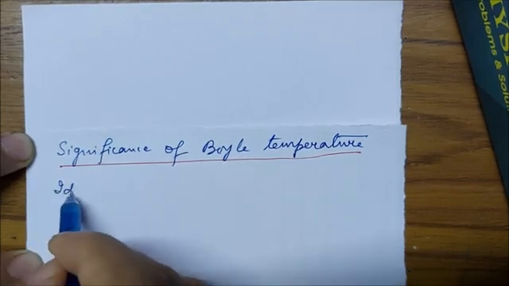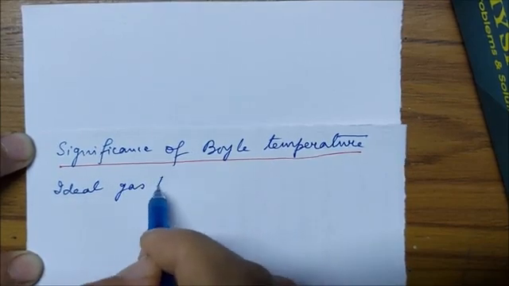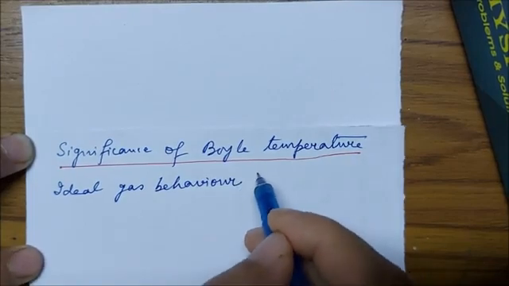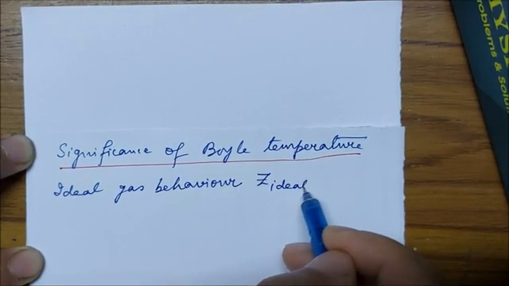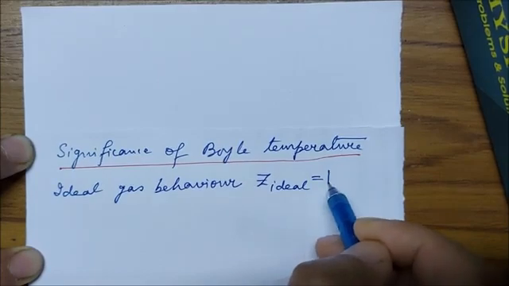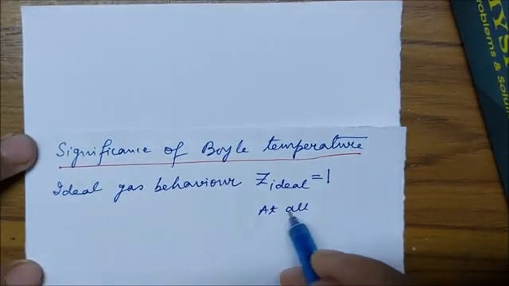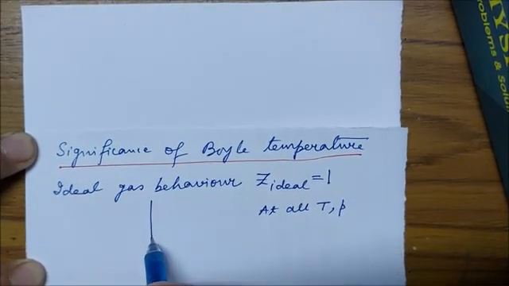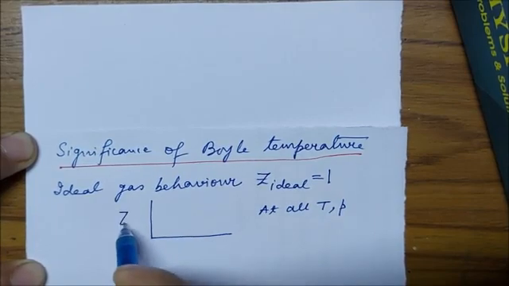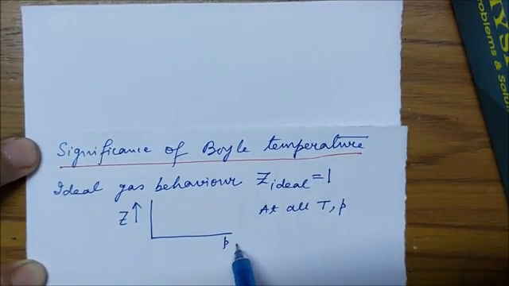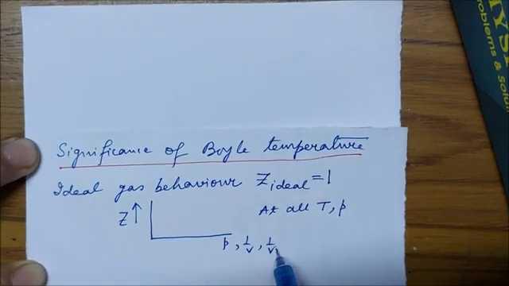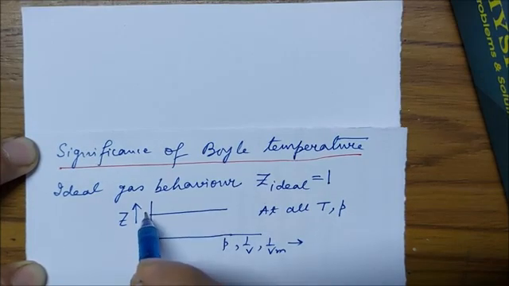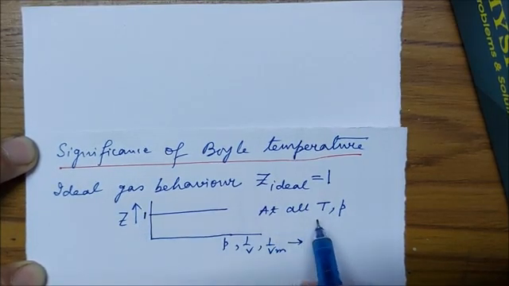The ideal gas behavior corresponds to the compressibility factor being equal to 1 at all temperature and pressure. That is, a plot of Z versus P, or 1 by V or 1 by Vm, Vm being the molar volume, will give a straight line at Z equal to 1 at all temperature and pressure.